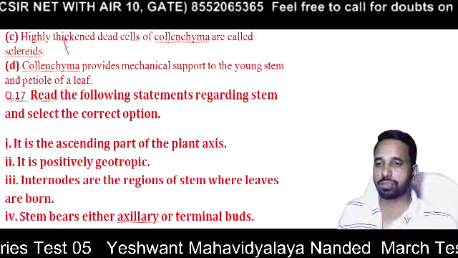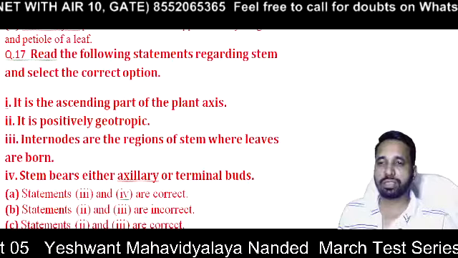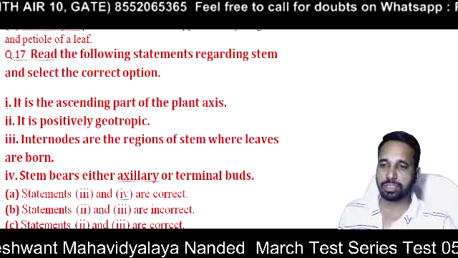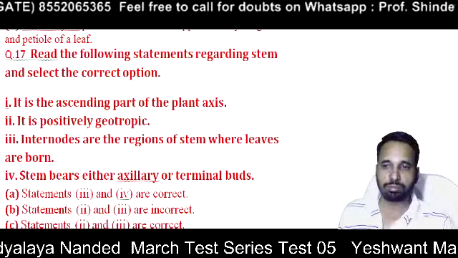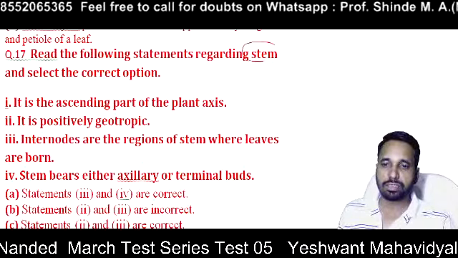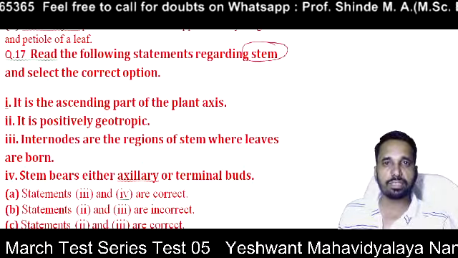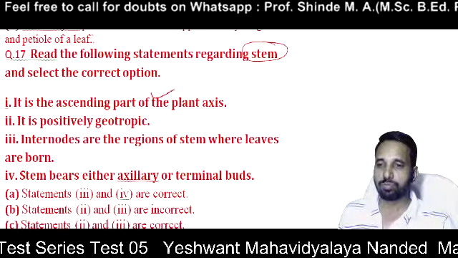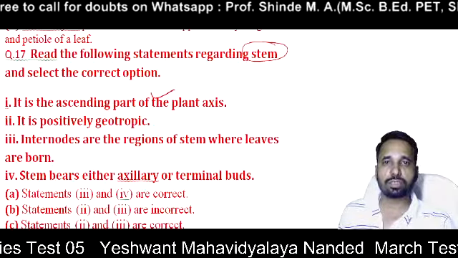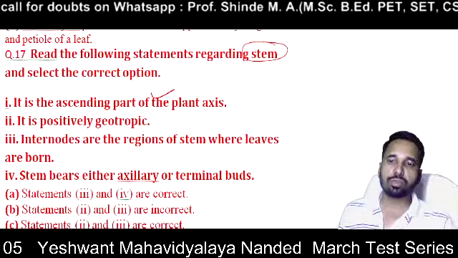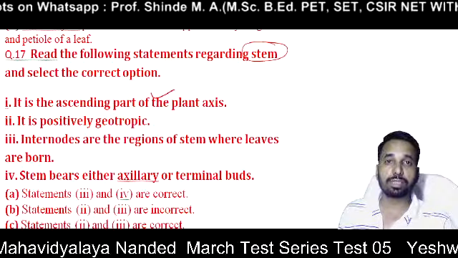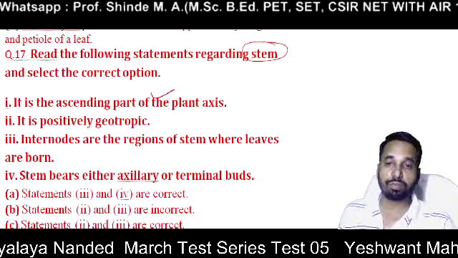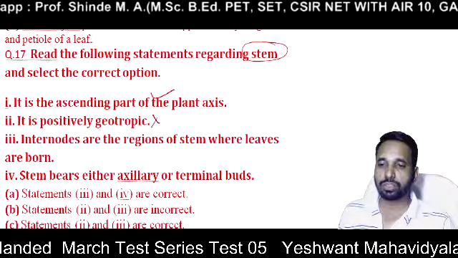Next one, 17. Read the following statements regarding stem and select the correct option. It is the ascending part of the plant axis. Is it true? Yes, it is growing upward, so it is true. It is positively geotropic. Now this is a bluff, this is nonsense. The stem is not positively but negatively geotropic, growing away from the soil. So this is a false statement.